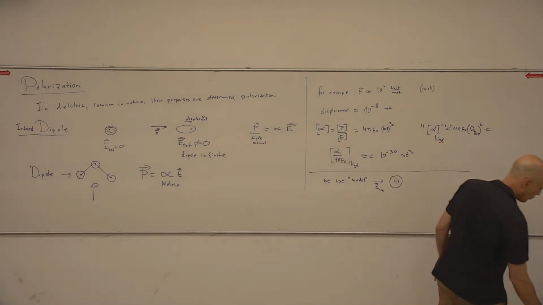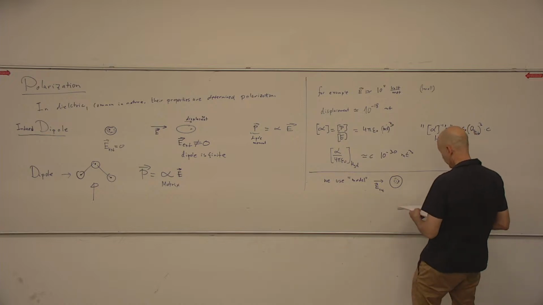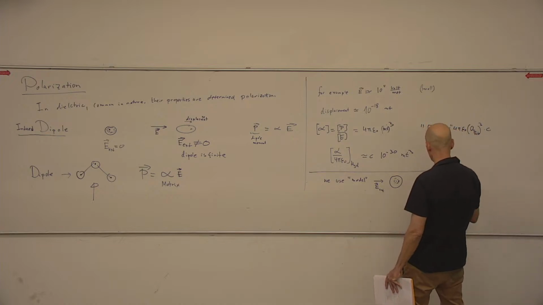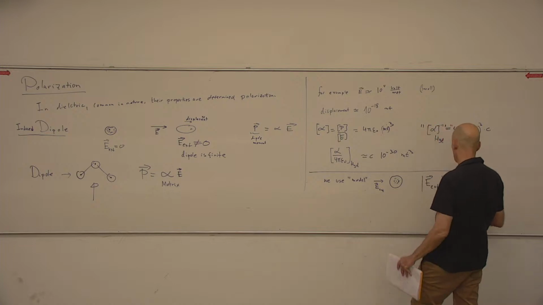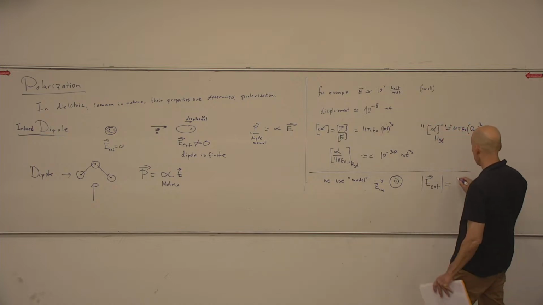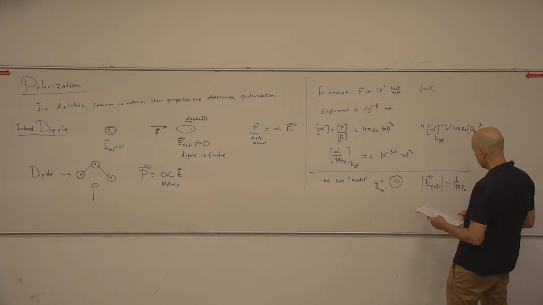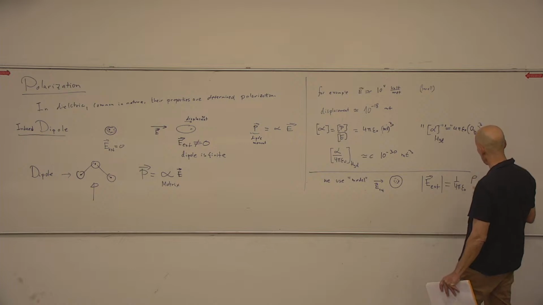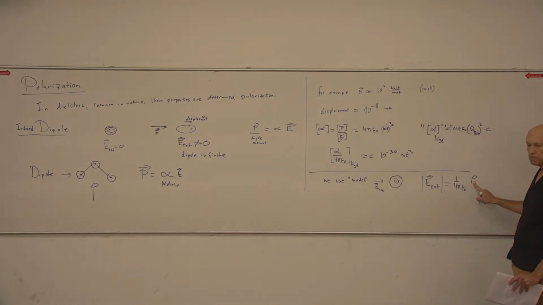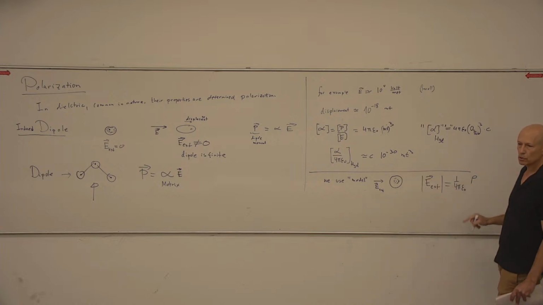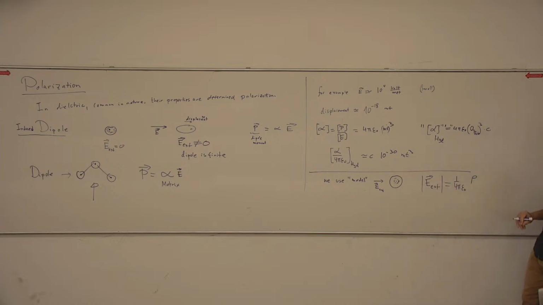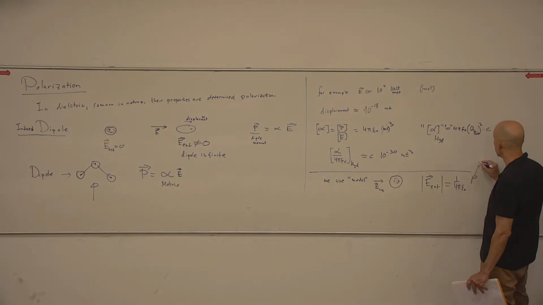So if we do it, the E external, let's do just units, is 4 pi epsilon 0 times density. What is this density? This is the density of the electron cloud. So now estimate it very, very roughly. So this is the density of the electron cloud.